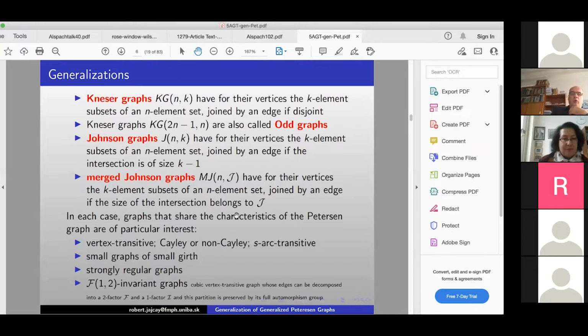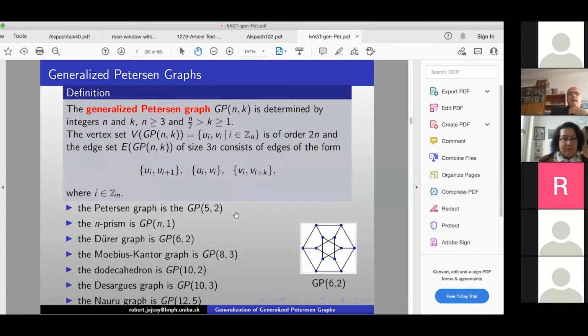So this was, though, a detour, F1 to invariant graphs. I will get back to this, so you will see a definition of that. This was a detour in one direction. The other direction, and that's the direction I do want to follow in this talk, is to generalize the Petersen graph in an easy way, and let's call it an arithmetic way.